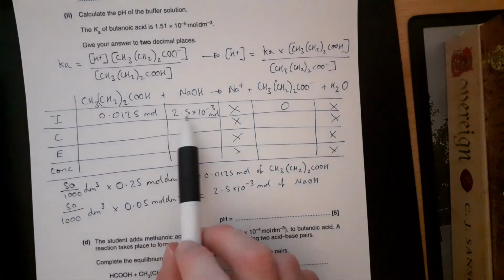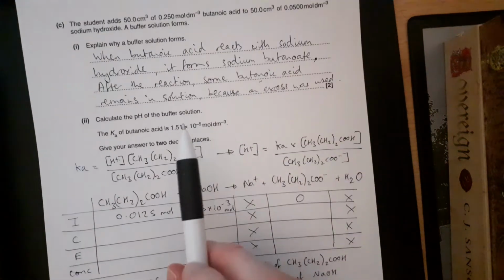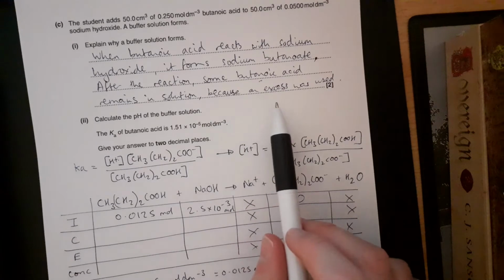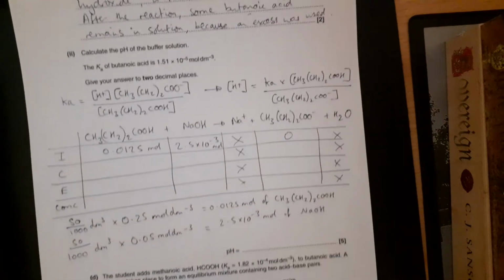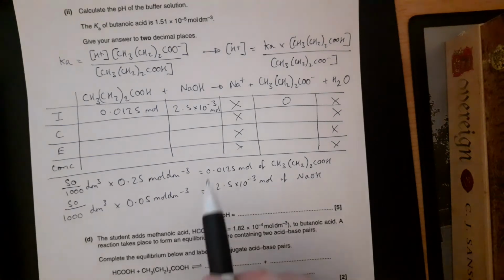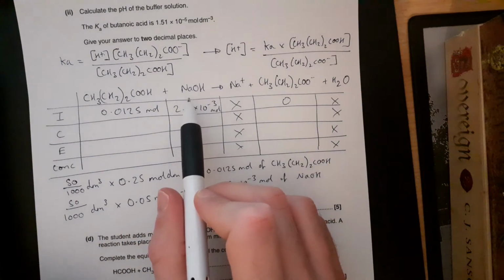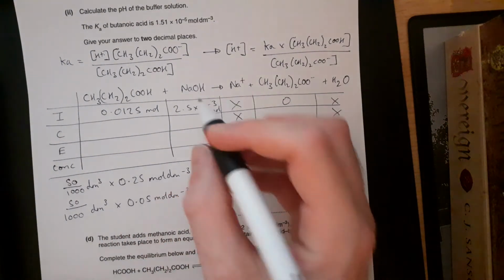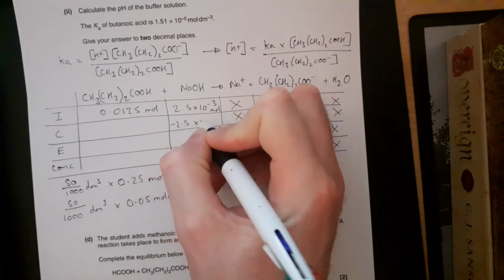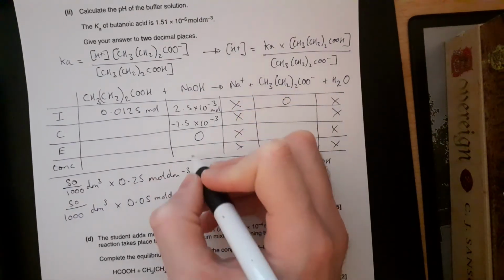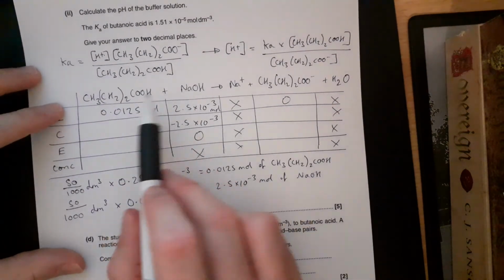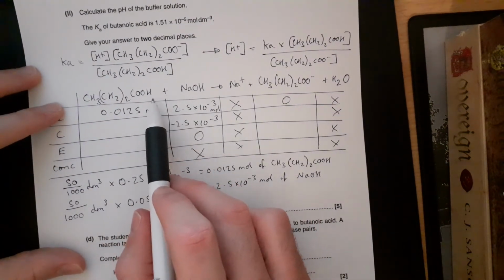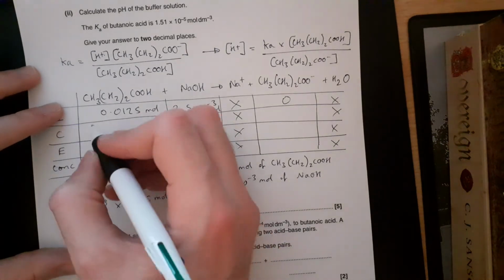So this is good. It shows us what we mentioned up here. We said that we had an excess of the butanoic acid, and we can see that in the numbers we've calculated. So what that means is that all of the sodium hydroxide is going to get used up. We're going to end up with nothing, so we're not going to bother using that value. These react in a 1-to-1 ratio, so we're going to use up the same amount here.